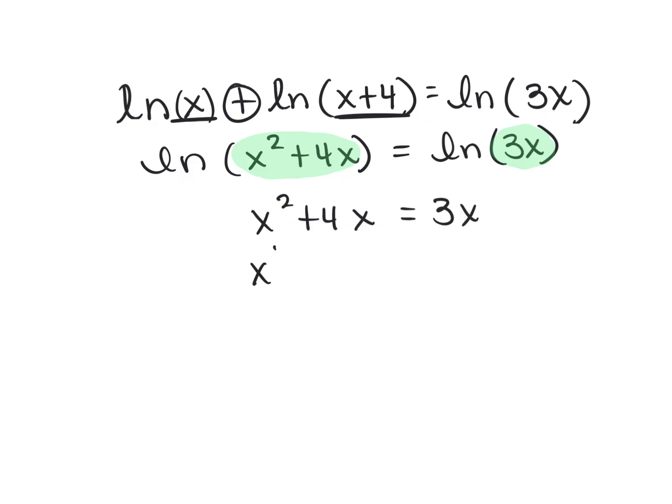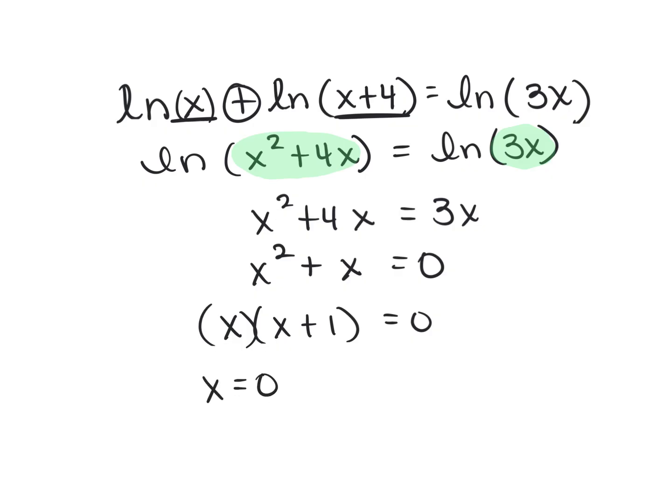So we have x squared plus x is equal to 0. And now I need to factor. The first thing I do is factor out my GCF. The GCF of this is x, and I'm left with x plus 1. And I set each one of those equal to 0. So I have x is equal to 0, and I have x is equal to negative 1.